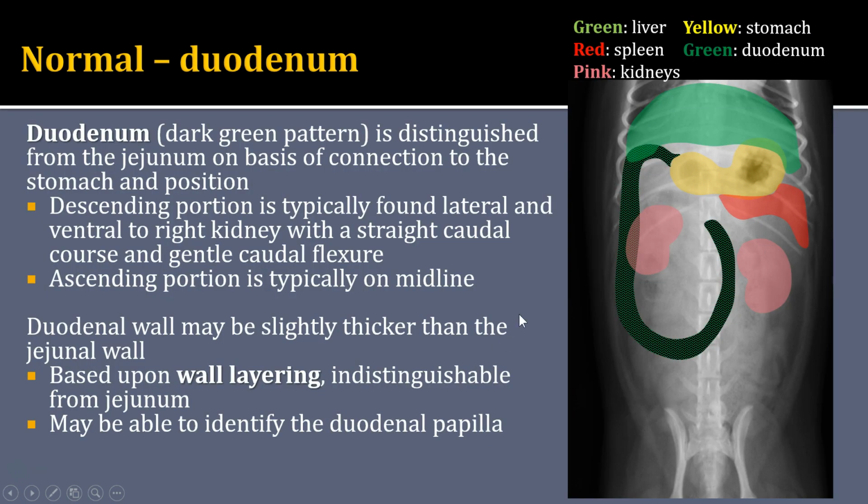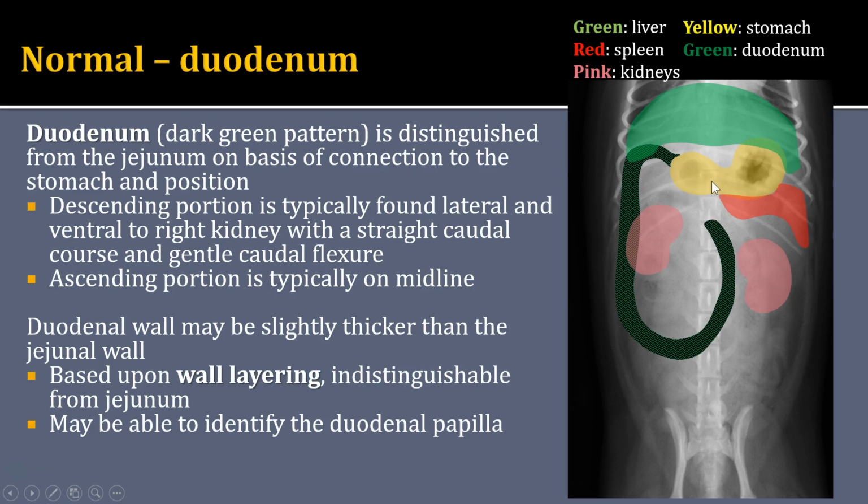That takes us into a discussion on the duodenum, and the duodenum is only distinguished from the jejunum on the basis of its connection to the stomach. The duodenum has a cranial duodenal flexure, and then in the dog anyway, the descending portion of the duodenum is quite lateral. It's usually lateral and ventral to the right kidney. Then there will be a caudal duodenal flexure, and then the ascending duodenum is usually on midline. It takes a fairly straight course in both the descending and ascending portion.